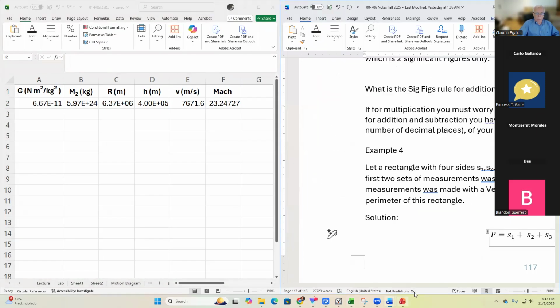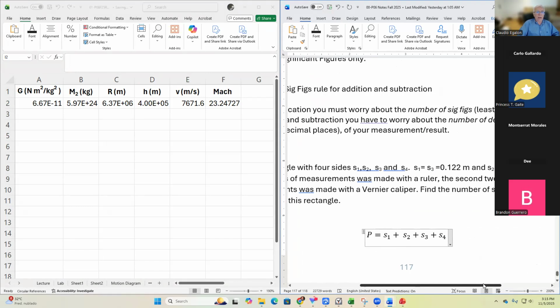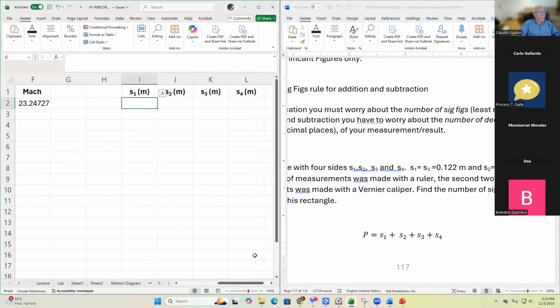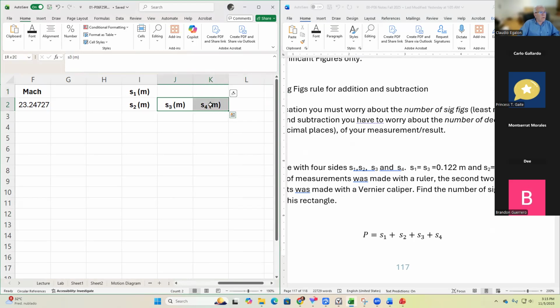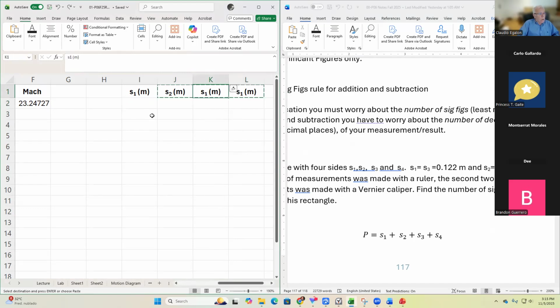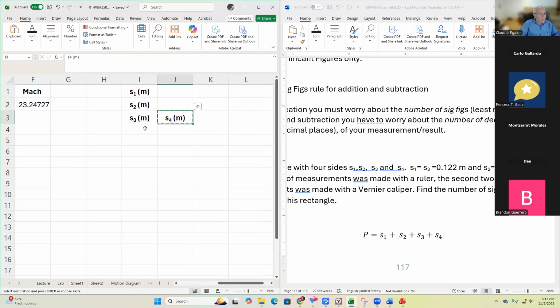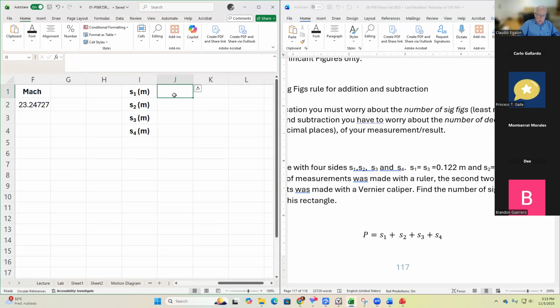Here we go. S1. You know what? Let's do it in the vertical. Now I'm recognizing that it's better that you do it in the vertical, not in the horizontal, so you can visualize the numbers better. Okay, here you go. S1 is 0.122.